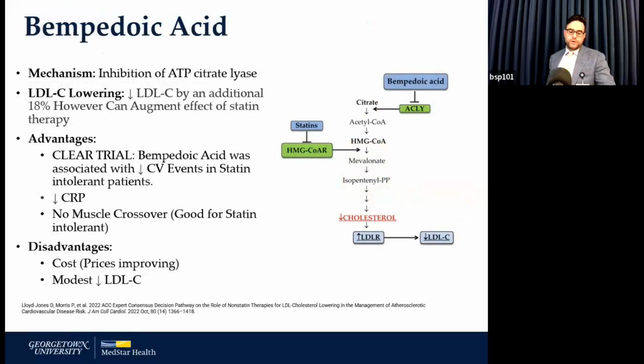The CLEAR trial represented that bempedoic acid was associated with a reduction in cardiovascular events in statin-intolerant patients. It reduced CRP, so statins and bempedoic acid are the only agents we have with CRP reductions, and there was no muscle crossover, so no myopathy, no exacerbation of those effects we saw with statins. Disadvantages, cost, it's improving, and then the reduction of LDL is modest. But this is another great agent.